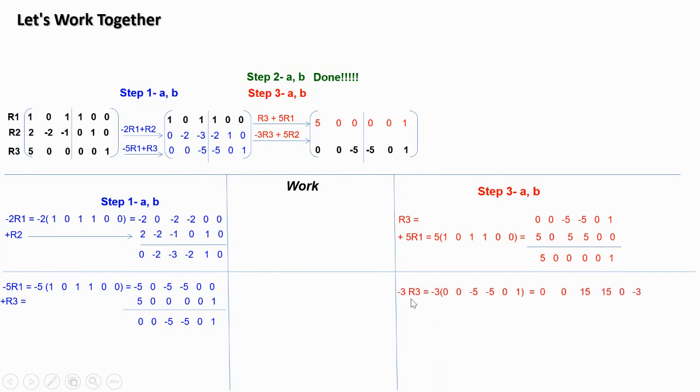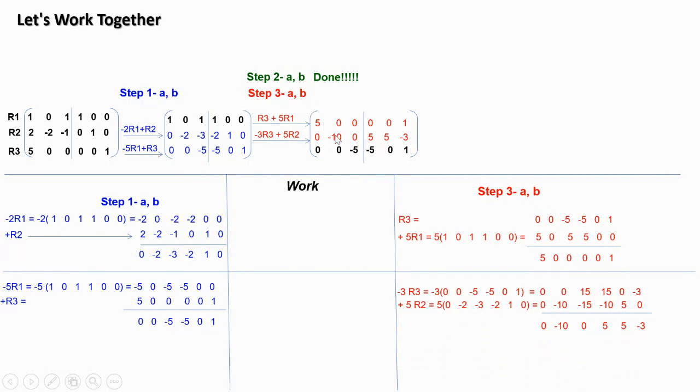Now for row 2, right? The negative 3 row 3 is negative 3 times row 3. This is my row 3 here, that's what I have here. So it's going to give us 0, 0, 15, 15, 0, negative 3. Then when I add it to 5 times row 2, which will give us 0, negative 10, negative 15, negative 10, 5, and 0. So that's my new row 2.